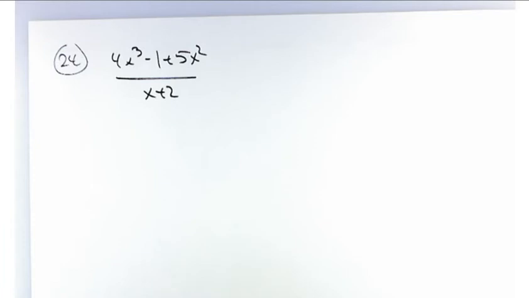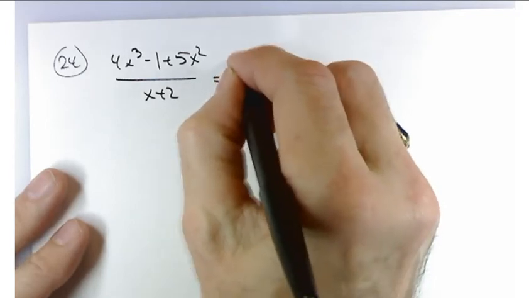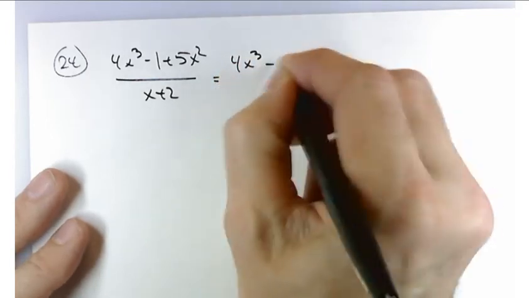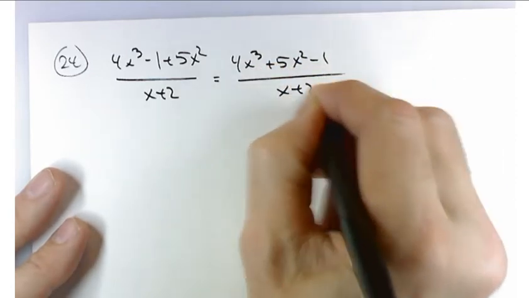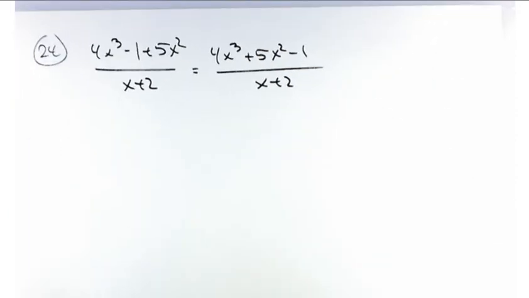You have to write it in descending order. Good. You have to write it in descending order. So it'd be 4x cubed plus 5x squared minus 1 over x plus 2. And I'm going to rewrite it one last time because there's something missing here. What's missing?